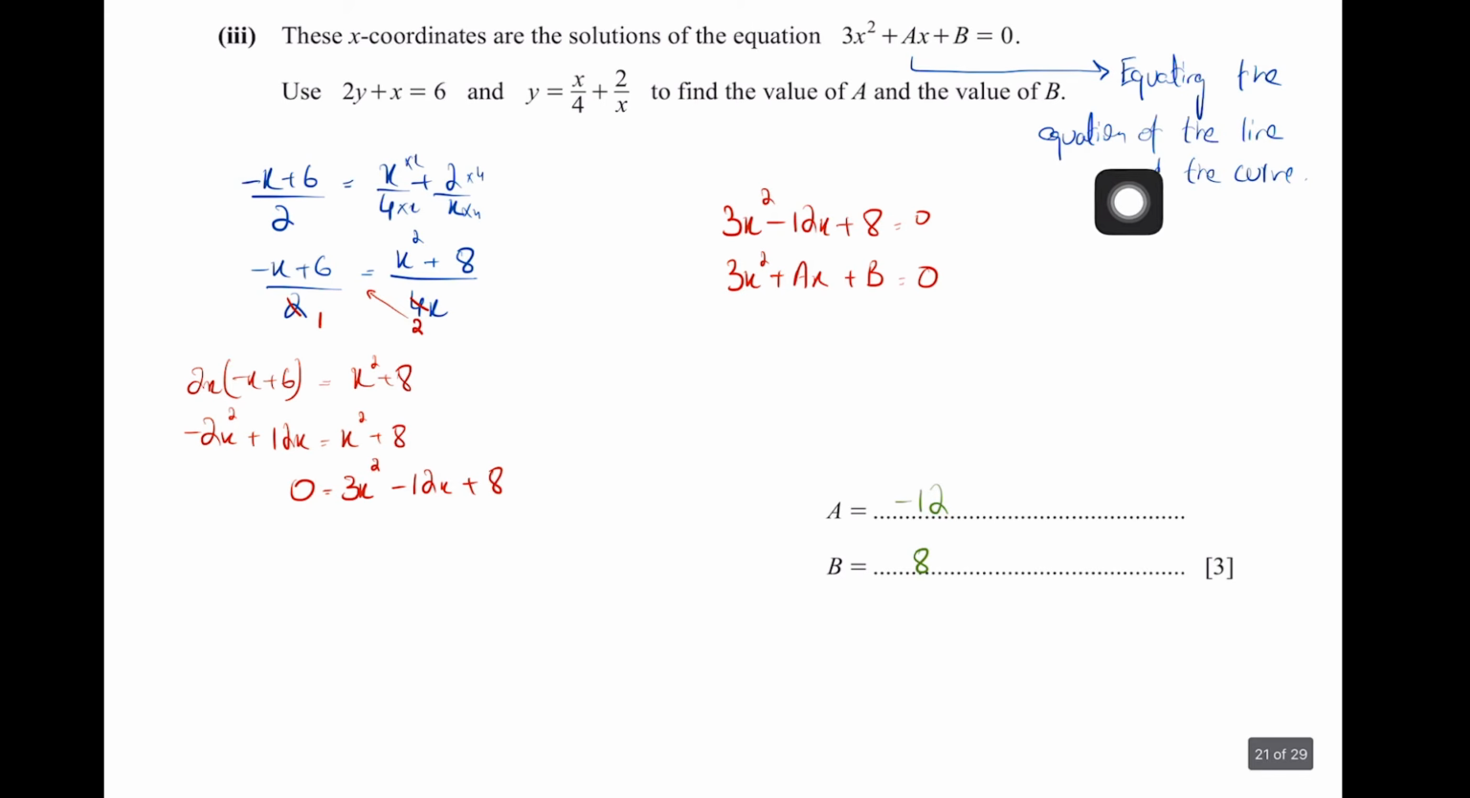And then you have something like this, where you're given an equation which is representing the x coordinates. And you have to equate both the equations, the line and the curve, and then compare the two equations and find out the missing values. Now, let me know if you have any questions.